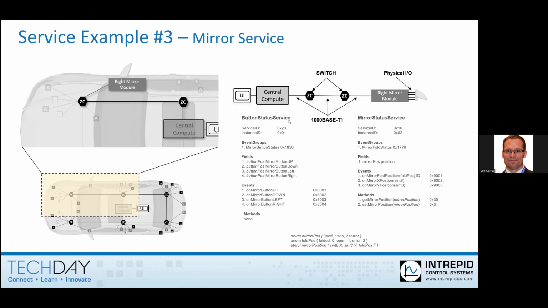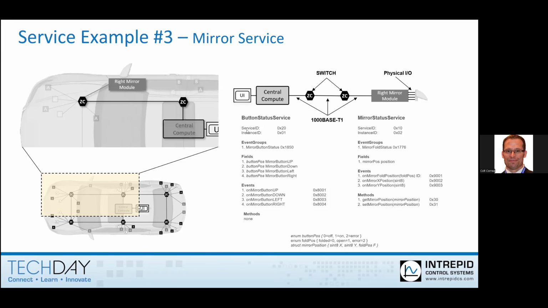So the button status service is a service that offers information about the button user interface that the user uses to adjust the mirror. The mirror status service is a service that offers information and control of the status of the physical mirror itself. So the position of the mirror as well as whether it's folded or not. And so this is a very simple but hopefully comprehensive example of how things work.